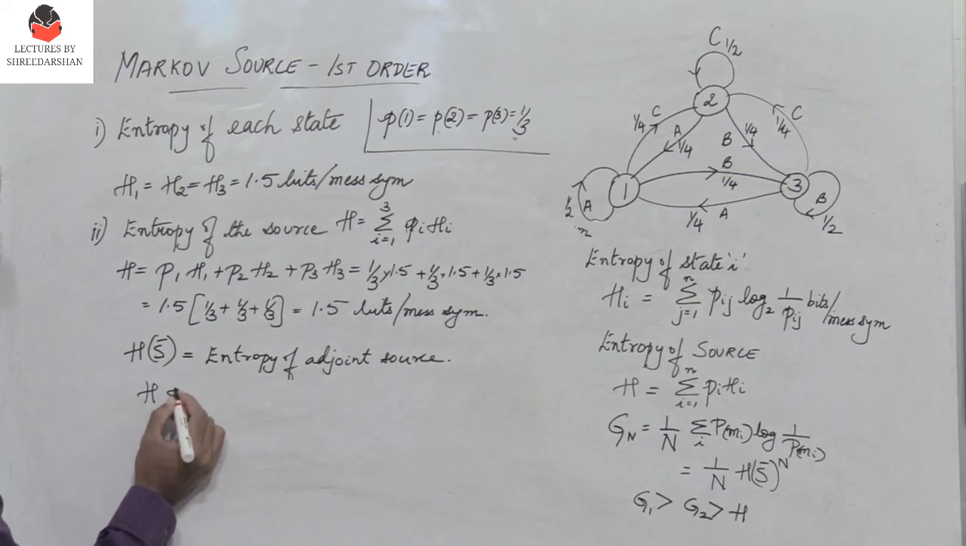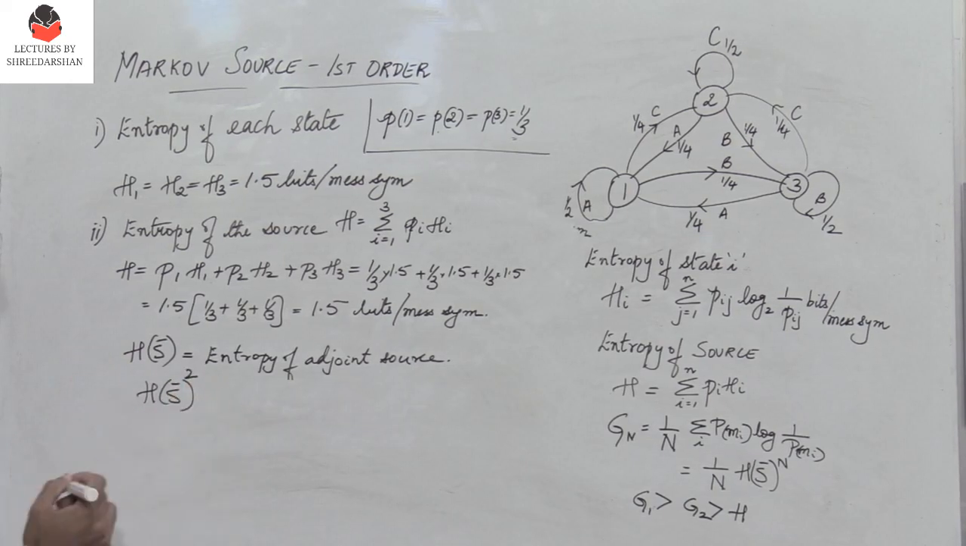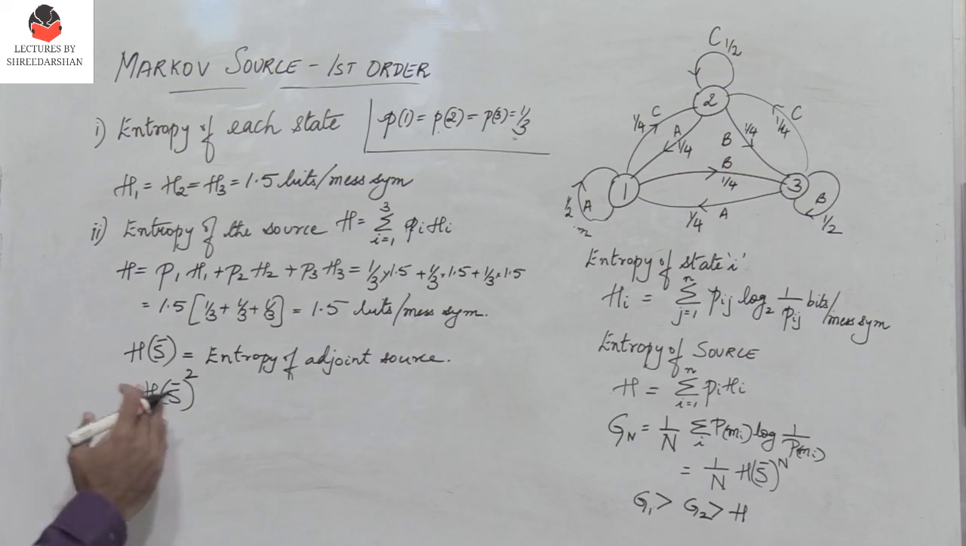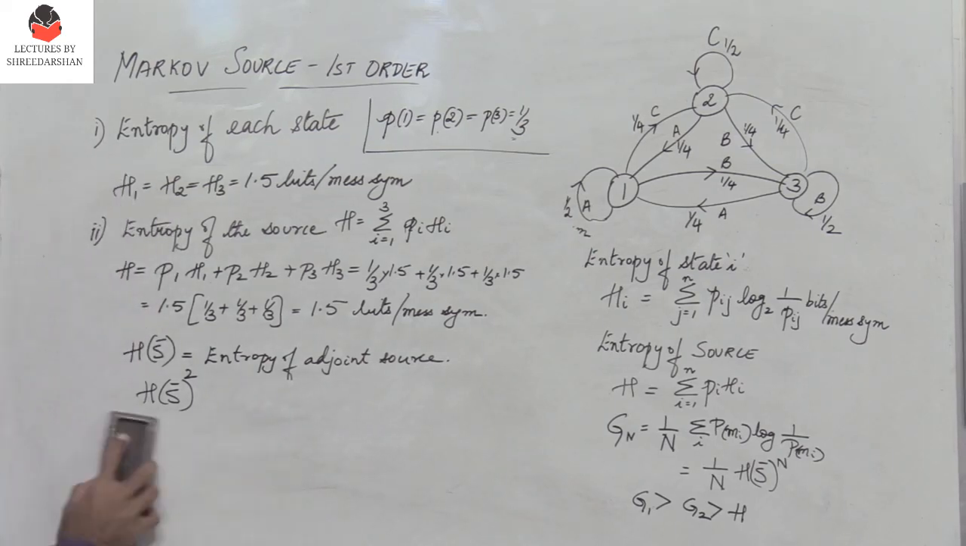which is H of S bar square, this is how we represent it. We'll have to consider the source alphabet and the second order probabilities at the start of the second symbol interval and so on. So how do we do that? We shall see. So we need to draw a tree diagram.